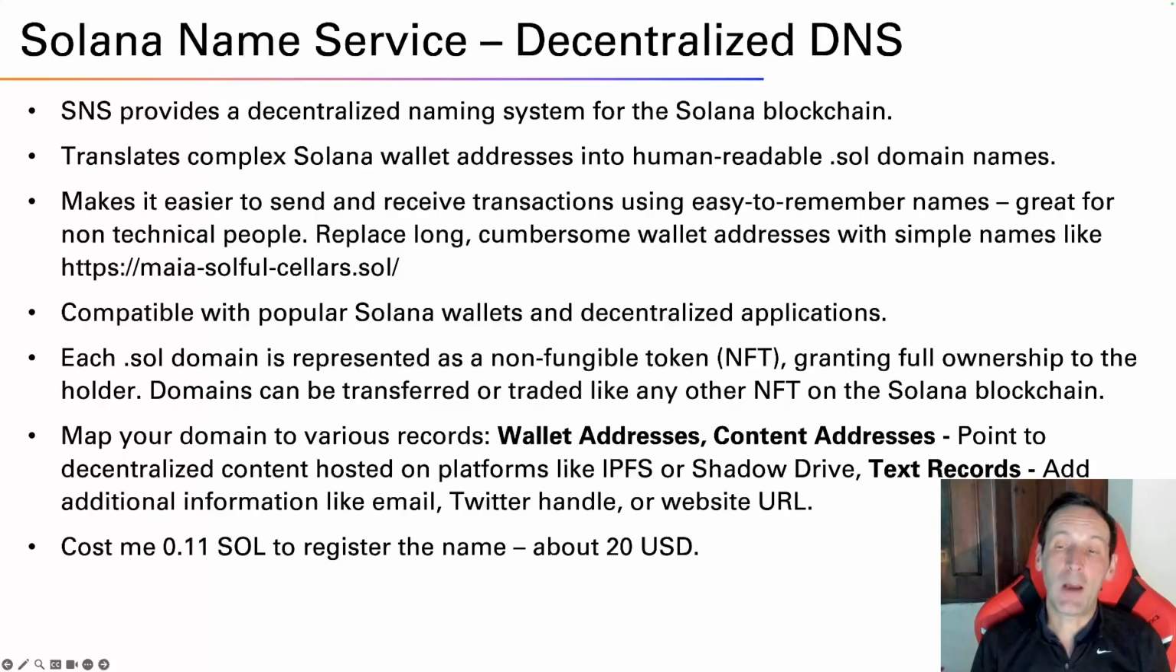You have customizable records, so you can map your domain name to various records. For example, you can map this name that you've defined to your Solana wallet that you want to receive funds on. So when you give that name to someone and they send funds to that name, you can define the wallet that you want to receive those funds on. This is cool. It doesn't have to be the wallet that registered the name, so it can be any other wallet that you have. But you can also define other blockchain addresses in that wallet as well, which is interesting.